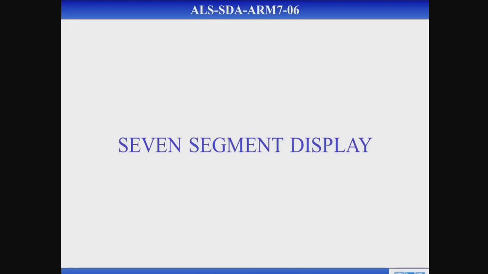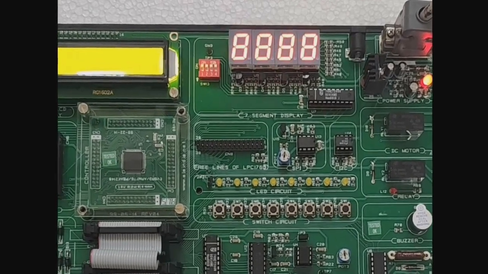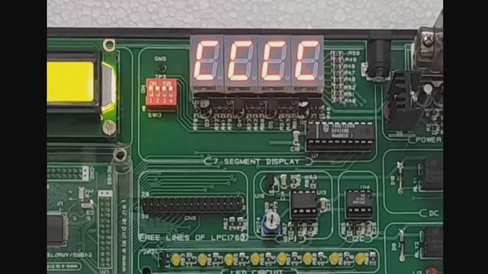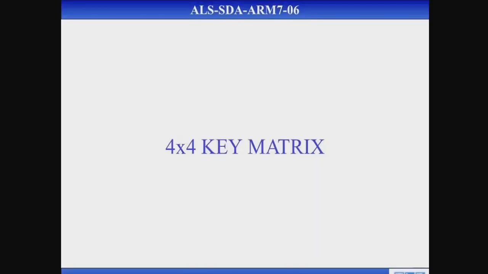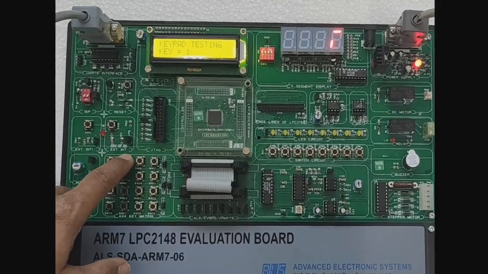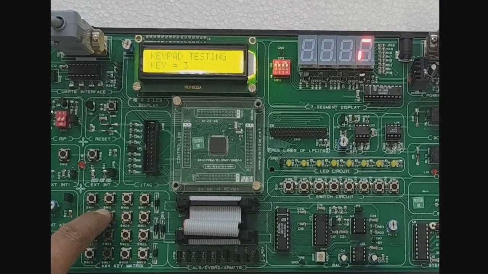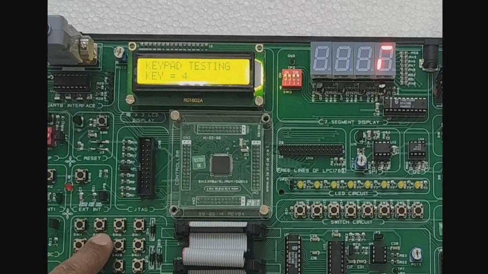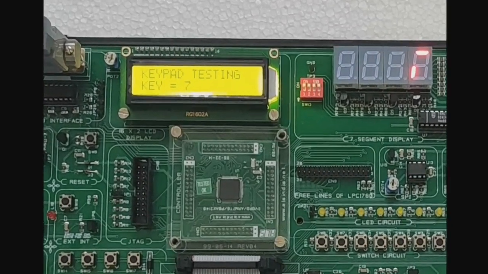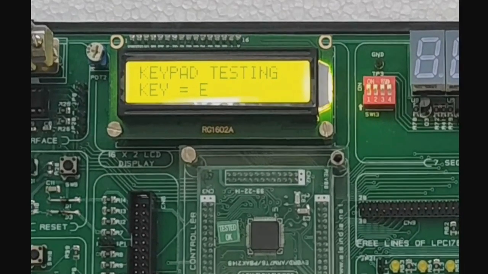Now coming to the 7 segment display. As the program is written, now you can check the output, that is from 0 to 9, then A, B, C, D, E and F. Next is the 4 by 4 key matrix. Check the output here. Once a key is pressed, you can notice in the display the output, that is 1, 2, 3 as per the inputs we are giving. You can notice the key that is being displayed here, that is in the keypad testing display.